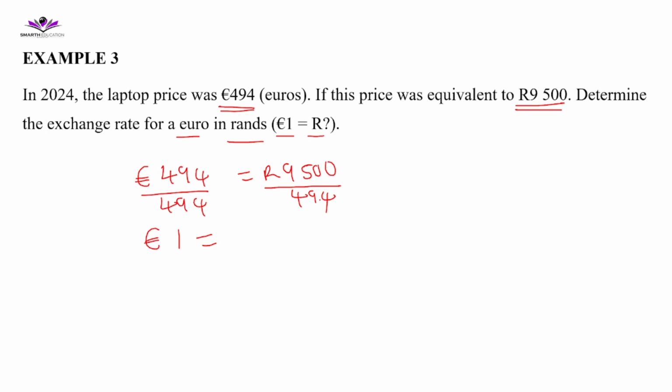And then we get that 1 euro is equal to 9,500 divided by 494. We get 19 rand and 23 cents. But before rounding off, it was 19.23076923. So meaning that 1 euro is equal to 19 rand and 23 cents.